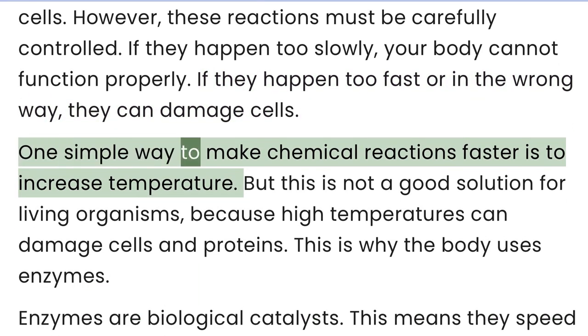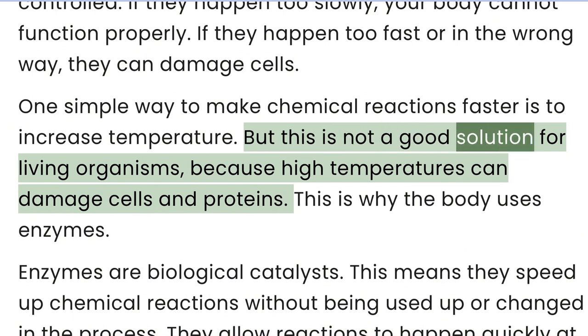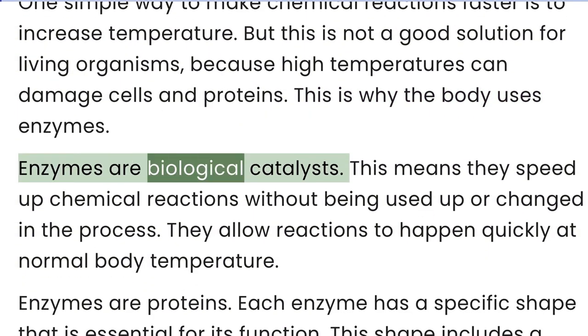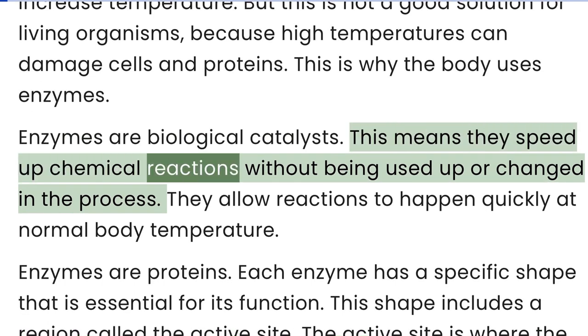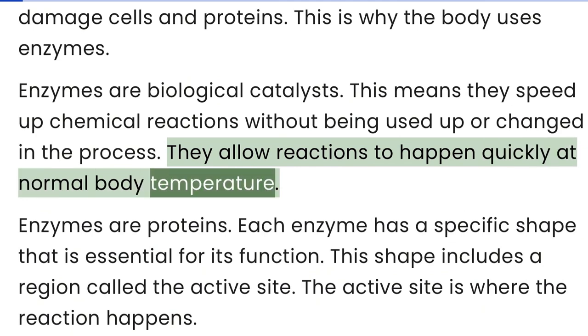One simple way to make chemical reactions faster is to increase temperature. But this is not a good solution for living organisms because high temperatures can damage cells and proteins. This is why the body uses enzymes. Enzymes are biological catalysts. This means they speed up chemical reactions without being used up or changed in the process. They allow reactions to happen quickly at normal body temperature.